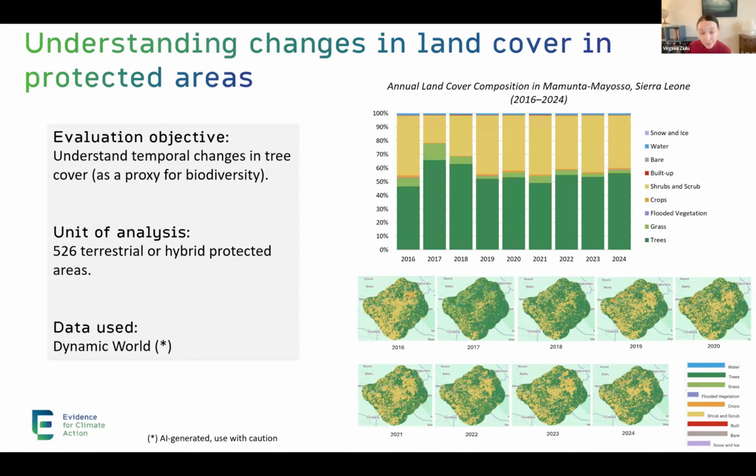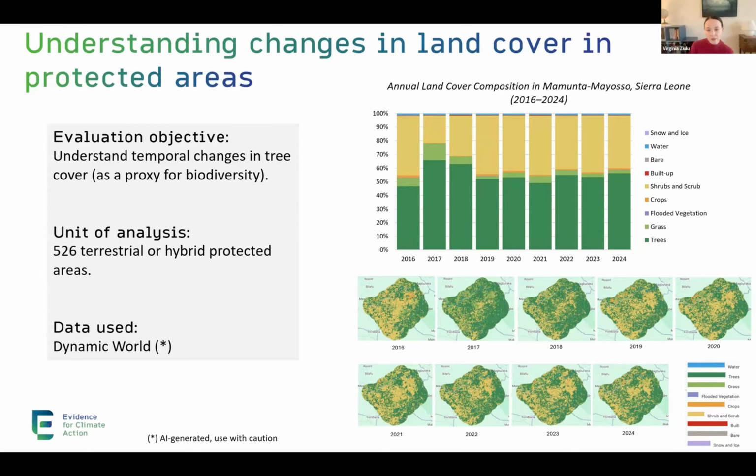So the first example that you can see now on the slide refers to a recent global evaluation on biodiversity, where we aim to quantify land cover change in protected areas. As I mentioned, this was a global evaluation, so we were focusing on both terrestrial and hybrid protected areas all over the world, during a 10-year period, throughout a large number of projects supported by the World Bank.